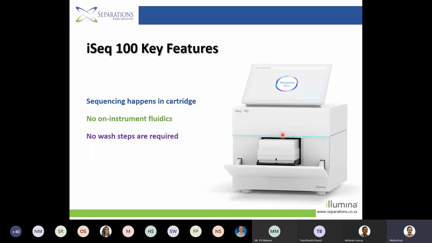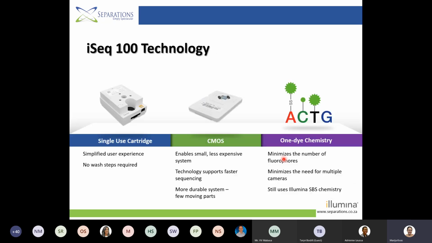Everything that happens, actually the sequencing, happens on the cartridge itself, and the reagents never leave the cartridge. So that means that your library is obviously in there, all the reagents are in there, and all the waste is also contained in that cartridge. So after the end of the run, you will take that cartridge out with all the waste in it and throw it away. And because there is no fluidics on the system, there are no post-run washes or maintenance washes that we need to do with some of the other older instruments.